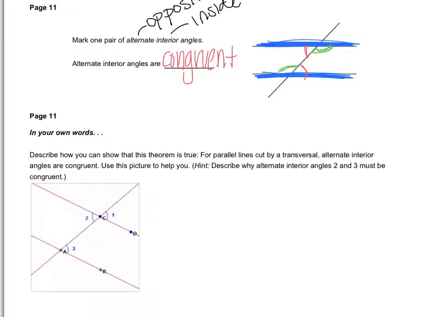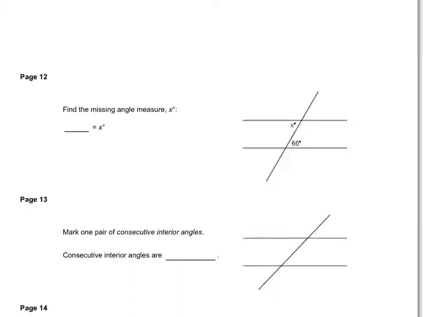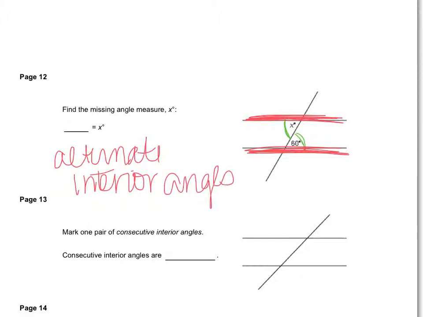So we're going to move on to the next page. It says to find the missing angle measure, X. Well, I have 60. X is the one I want. Okay, and I'm noticing they're on opposite sides, and they're in between these two lines, so these are alternate interior angles. So if one of them is 60, the other one is 60.